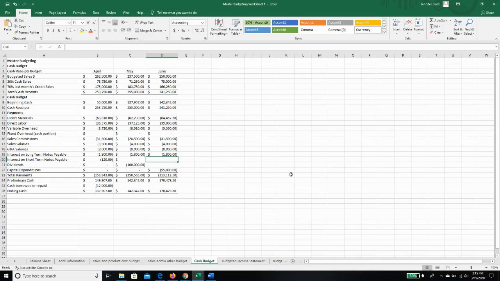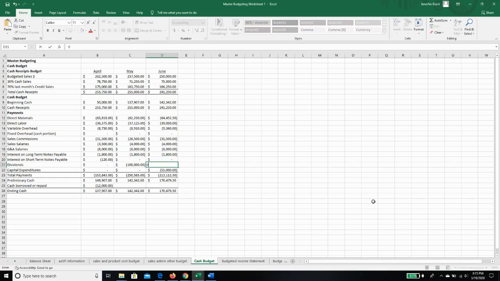Did we borrow last month? We didn't. So remember our short-term notes payable balance that was on our balance sheet at the end of March, we paid it in April, which means we paid no interest in May because we didn't have to borrow anything. Our ending cash balance was well over our minimum of 50,000, so we didn't borrow anything in May, which means no short-term notes payable interest in June.